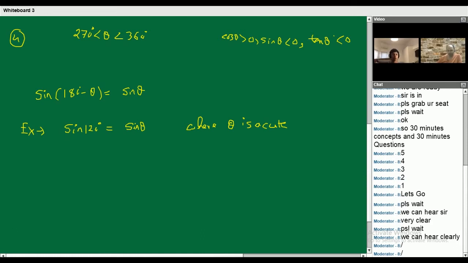It's sine of 180 minus theta. Sine 120 degree can be written as this, because 180 degree minus 60 degree would be 120 degree. This is sine 60 degree.